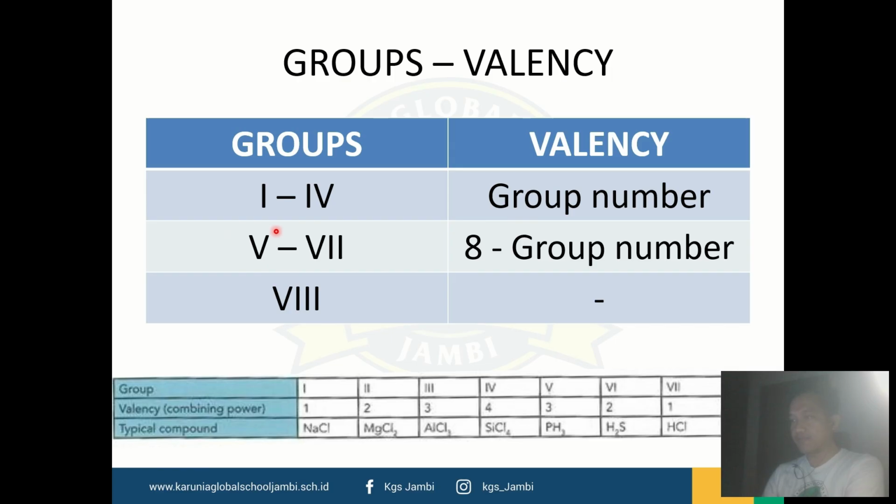Group 5 to group 7 is equal to 8 minus the group number, and group 8 has no valency. Yeah, okay.